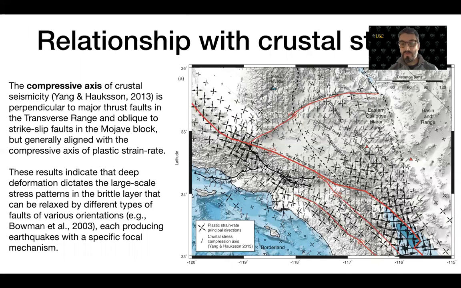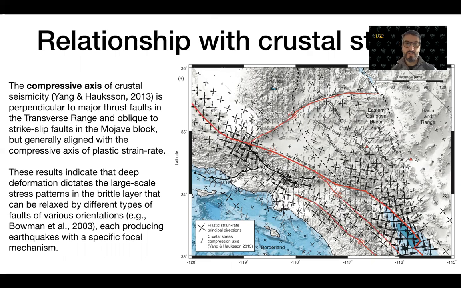Understanding mantle flow is important to understand stress accumulation in the crust, because strain rate in the ductile layer is aligned with the deviatoric stress, and also the stress is simply the integral of the stress rate, and the stress rate is aligned with the strain rate. And so this is confirmed by several observations.